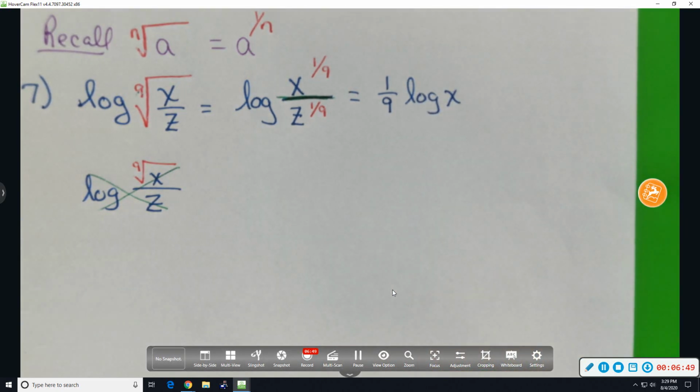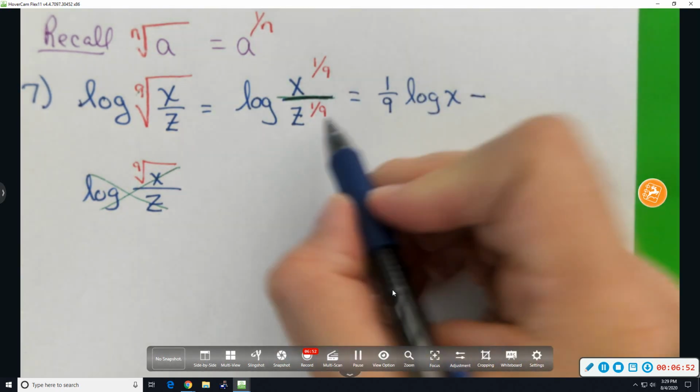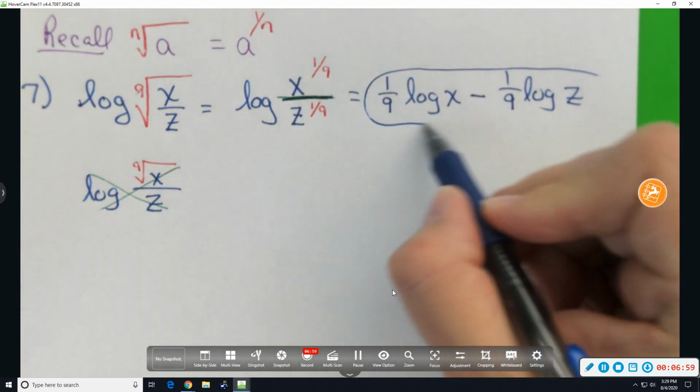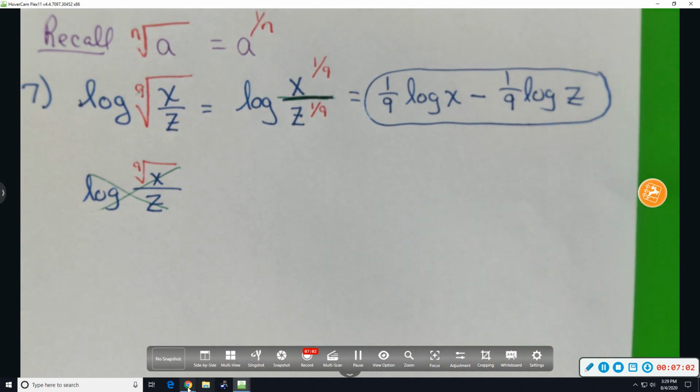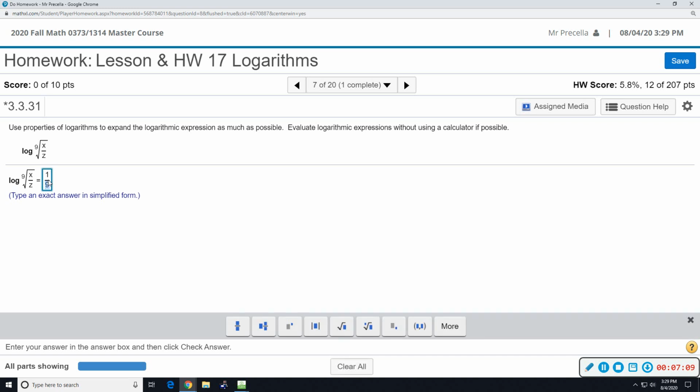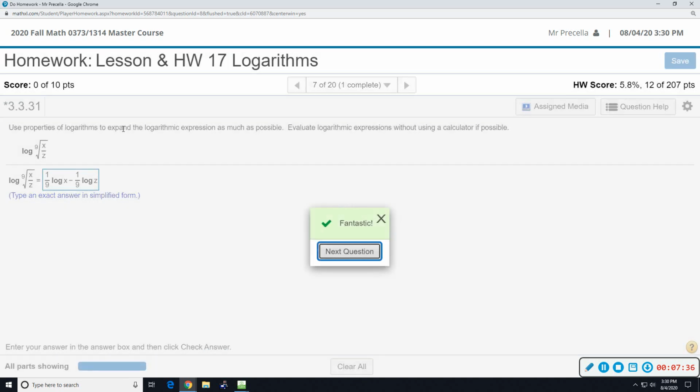So 1/9 log x, then a minus, and 1/9 log z. So 1/9 log x minus 1/9 log z. Let's come back over here to the problem and we'll type in 1/9, get out of that denominator. So right log, we don't have a subscript, just the x, minus 1/9. Right arrow to get out of the subscript. The log should not be in the bottom with the 9. That's right. The log z is not in the denominator. Is that what we had to type in? Yes. And okay, yes, that's right.